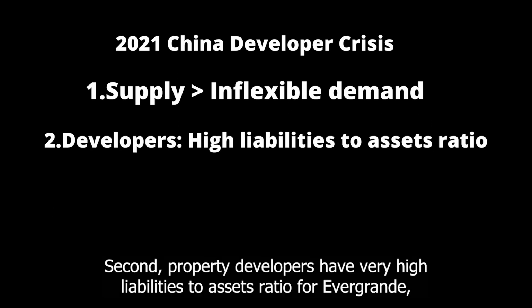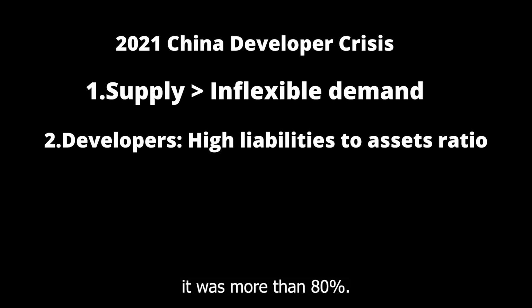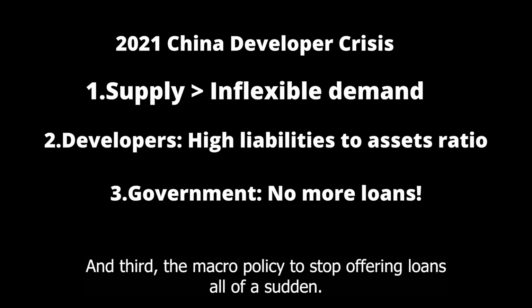Second, property developers have a very high liabilities to assets ratio. For Evergrande, it was more than 80%. And third, the macro policy to stop offering loans all of a sudden.